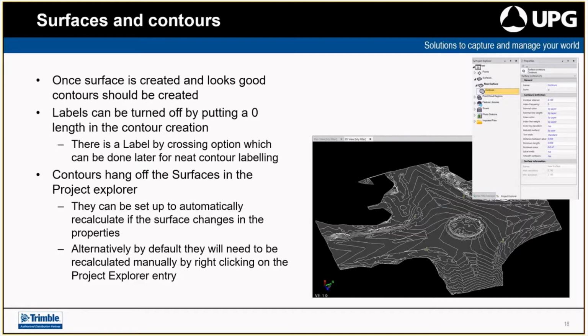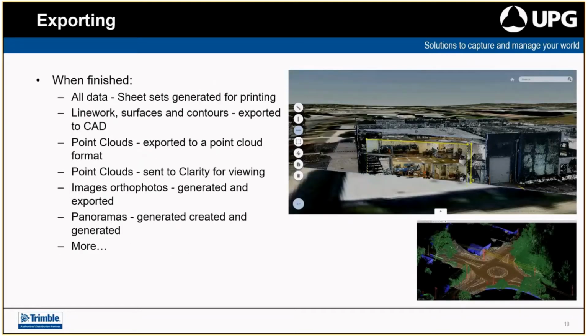But remember, if you need to make an edit in your contours, you make the edit in the surface, then regenerate your contours, and that will work. So once you've done that step, you're pretty much ready to go out. And there are all sorts of things that you can do in TBC to help you take your data out somewhere else.